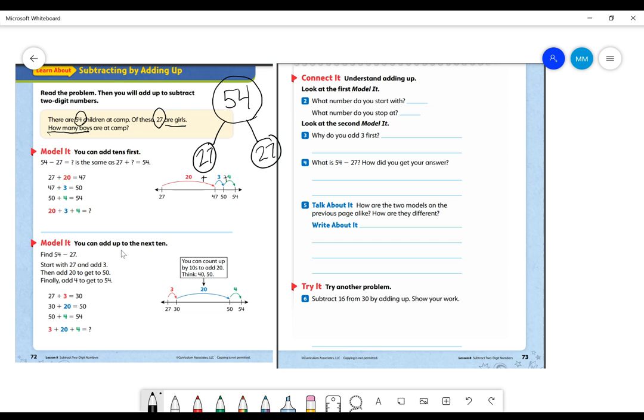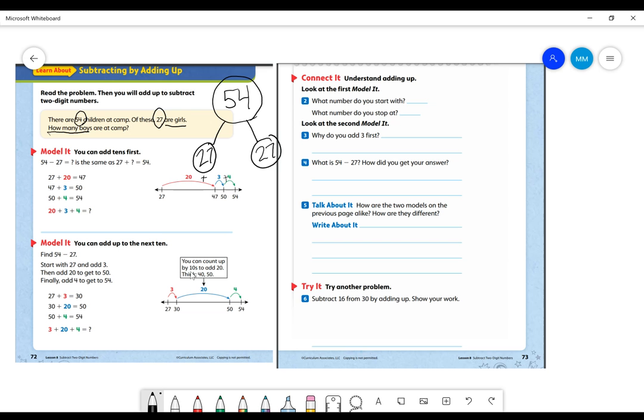All right, it says you can add up to the next 10 again. So here we are adding up to the next 10. And in the last one, we added 2 tens to get to 47. So this time they're starting at the part that we know, which is 27, and they counted up to the next 10. So the next 10 after 20 would be 30. So they did 27 plus 3 equals 30.